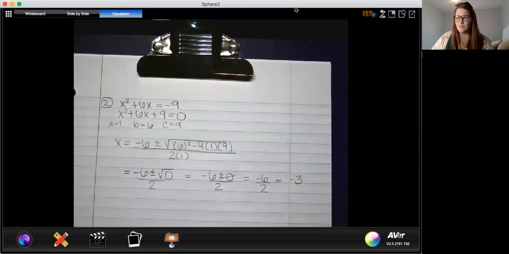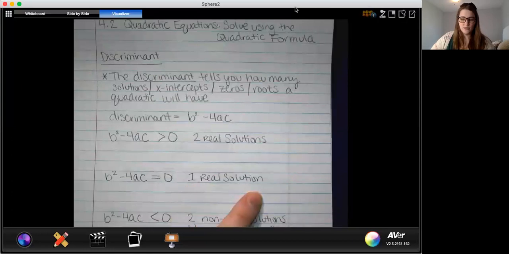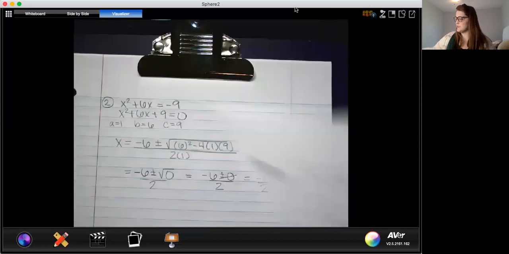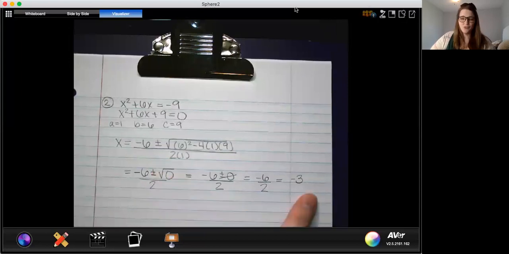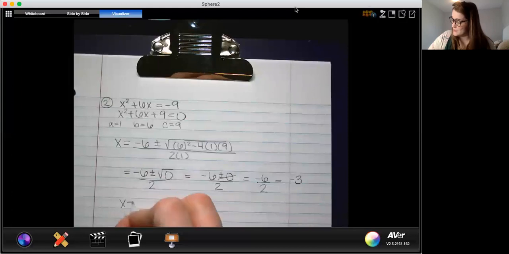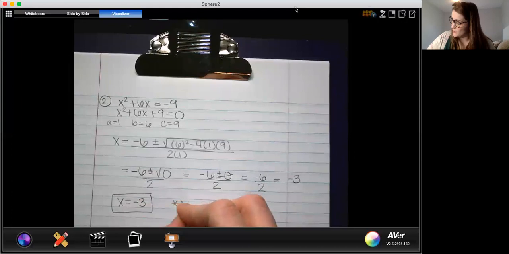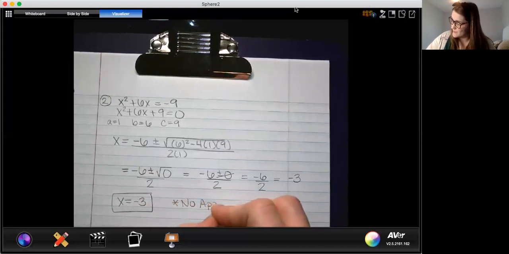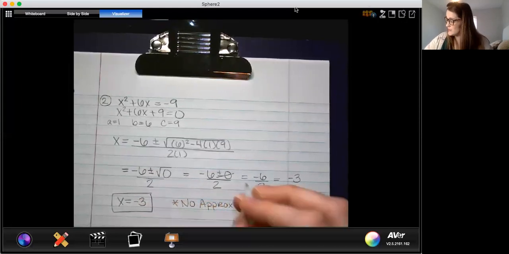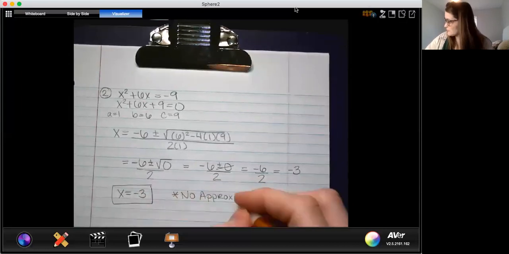Now, how did that happen? Well, if we go back to looking at our discriminant information, do you see how when it equals 0, we get one real solution? Because it equals 0, you end up with just one nice answer. So therefore, x equals -3, and there would be no approximate answer on this one because it is just 3. Okay, no approximate value, no rounded answer.